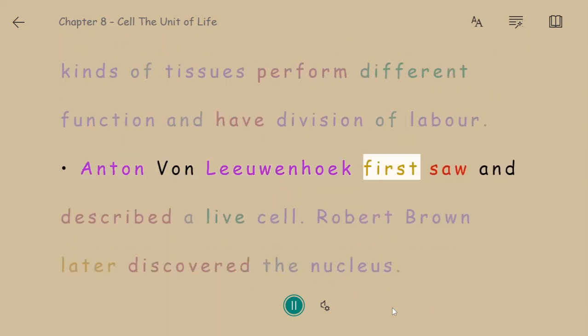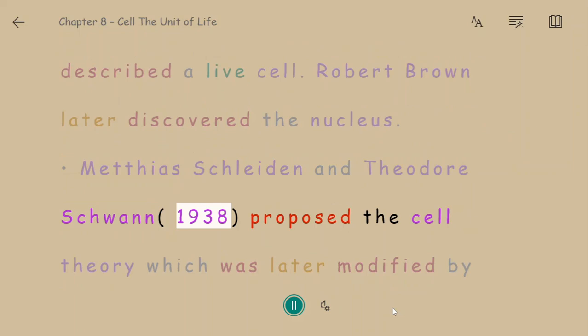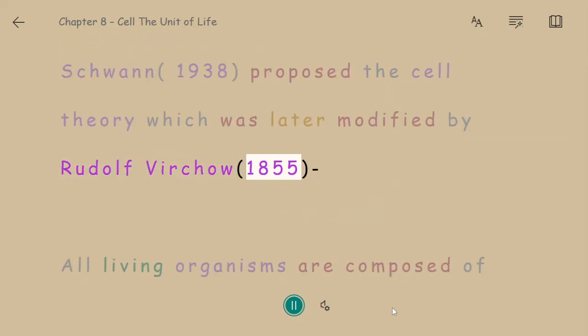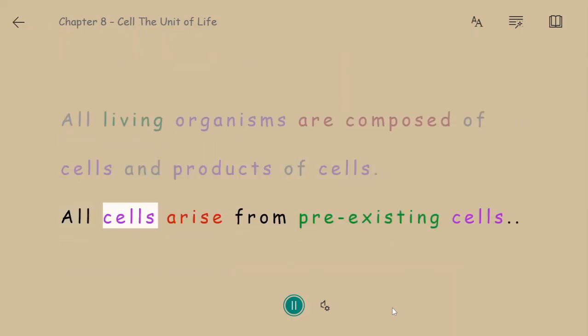Anton von Leeuwenhoek first saw and described a live cell. Robert Brown later discovered the nucleus. Matthias Schleiden and Theodor Schwann, 1838, proposed the cell theory, which was later modified by Rudolf Virchow, 1855. All living organisms are composed of cells and products of cells. All cells arise from pre-existing cells.